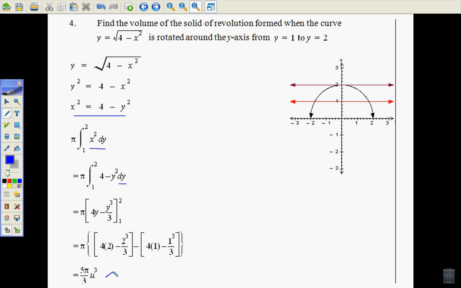Leave them all like that. You can put it as a decimal if you like, but we can leave it in our exact terms. So just be careful when you're going around the y-axis that you do change your x to be in terms of y.